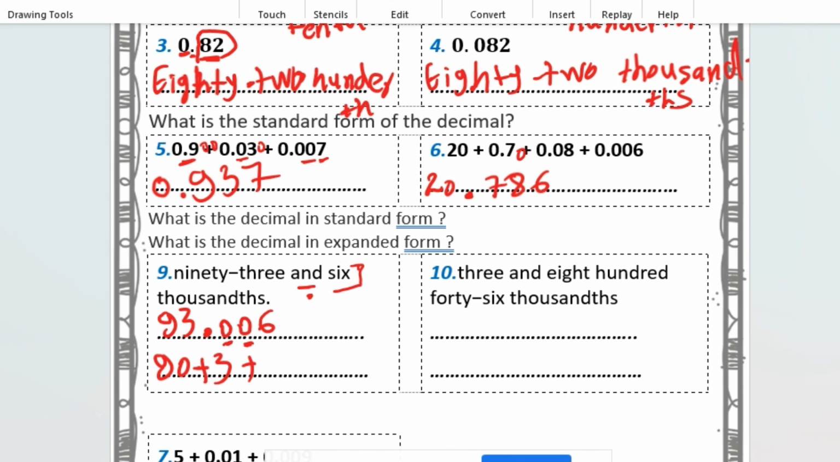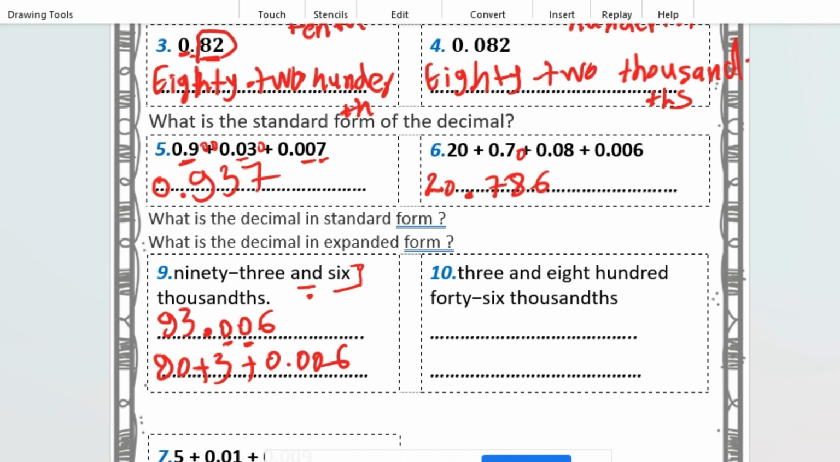But we do have a thousandth. So what do we do? We just put the thousandth, 0.006. So this is 6 thousandth. Okay. So this is the expanded form. We use place value to sort it out.